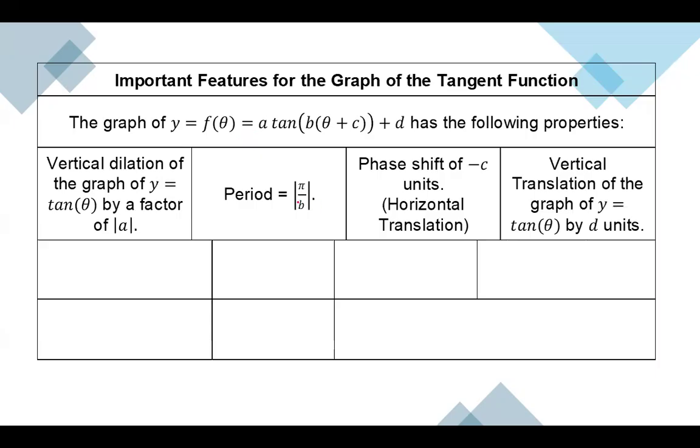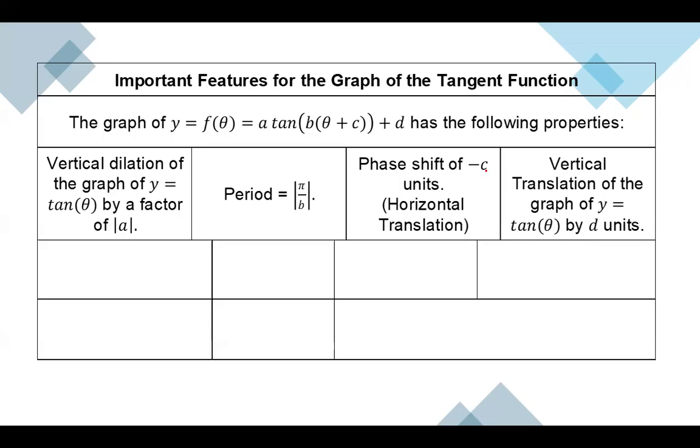Your period now is defined by the absolute value of pi divided by b, okay? With sine and cosine, our period was defined by what? 2 pi over b. For tangent, it's defined by the absolute value of pi over b, okay?